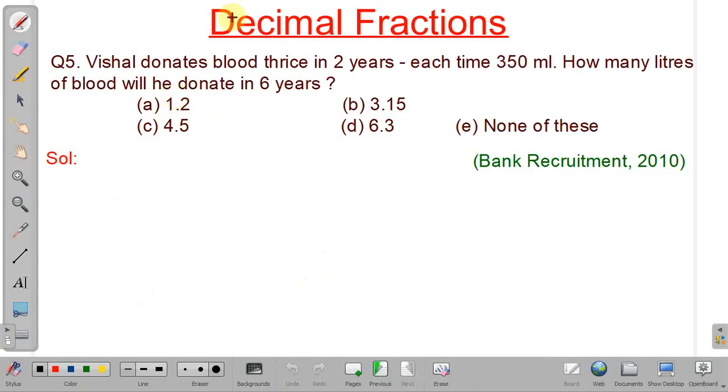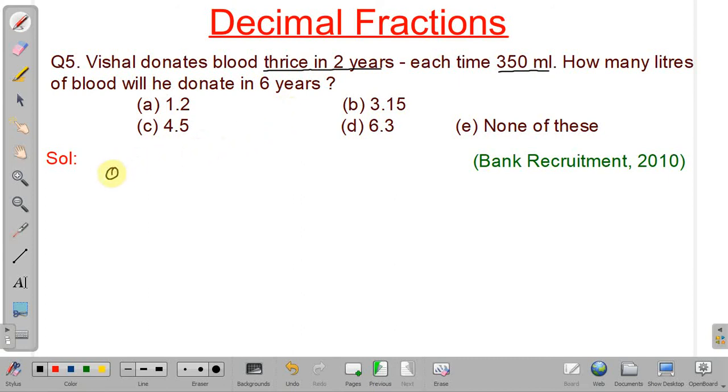In the next problem, what is given? Vishal donates blood thrice in 2 years, and every time he is donating 350 ml. So we have to find how many liters he will donate in 6 years. Okay, so how we can solve? So first we will find the quantity of blood donated in 2 years. Then we can calculate for 6 years. Okay, so we will find the quantity.